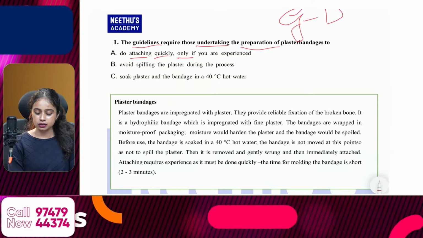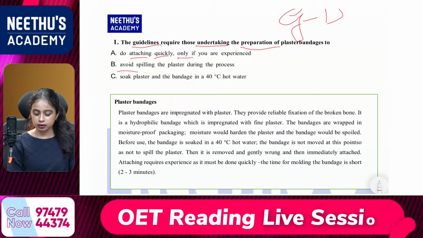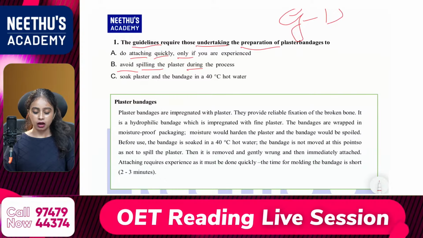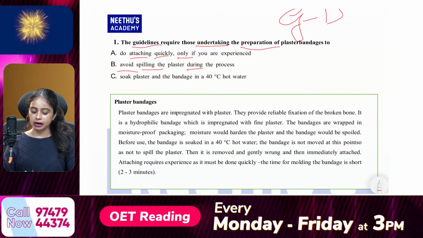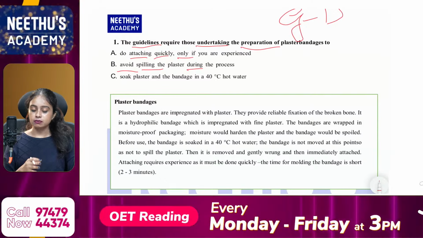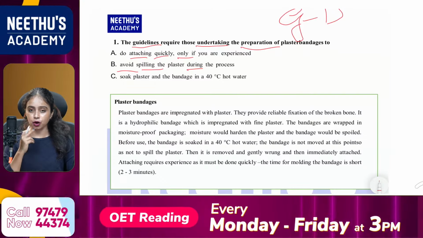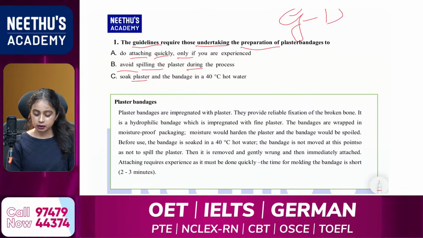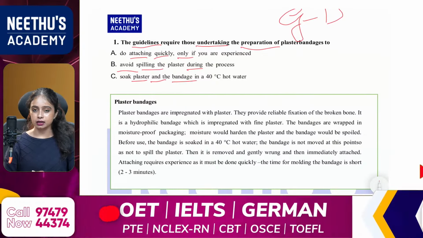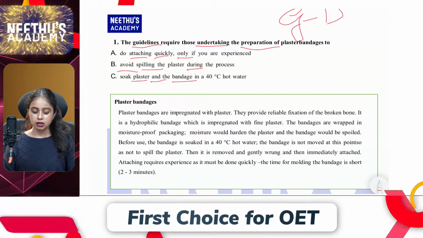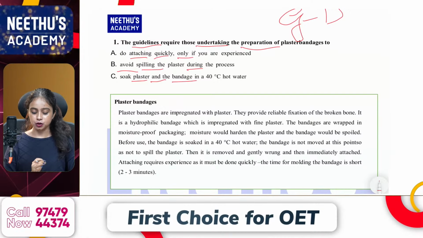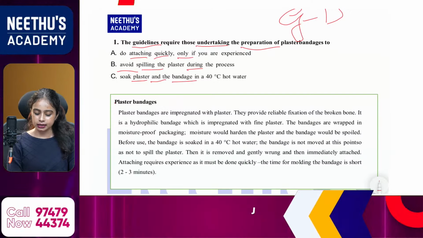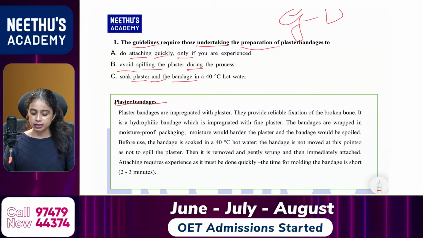Then option B: avoid spilling the plaster during the process. My keywords: avoid, spilling, during. And option C: soak plaster and the bandage in 40 degrees Celsius hot water. My keywords: plaster and bandage. Then what about the paragraph? Plaster bandages, that is the title. Plaster bandages are impregnated with plaster.